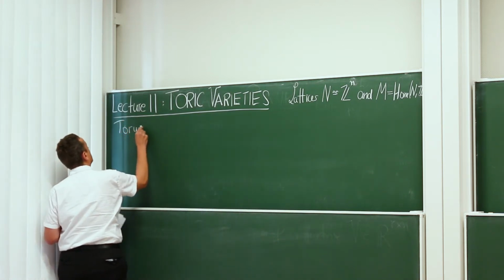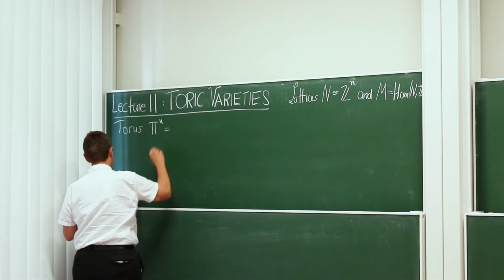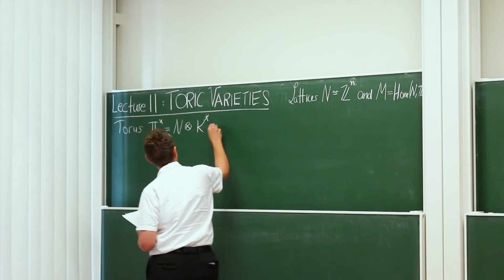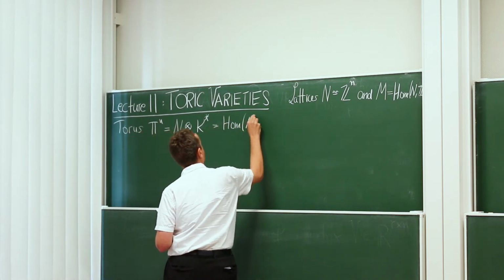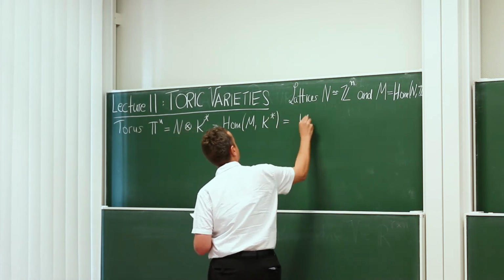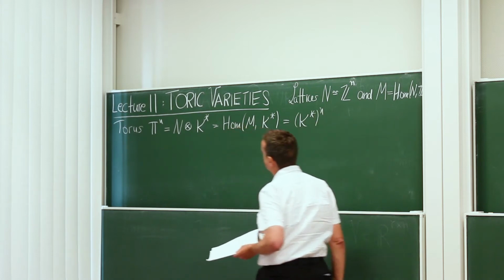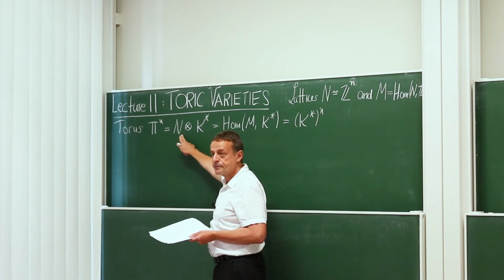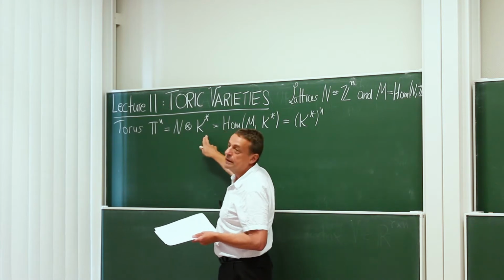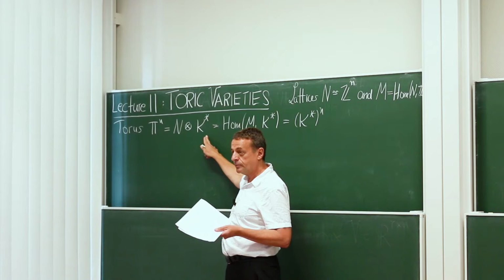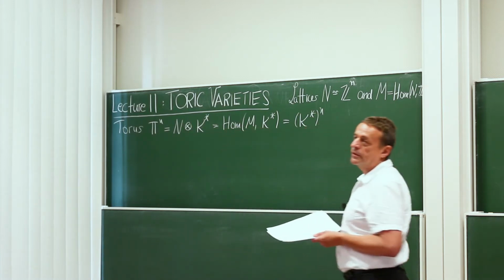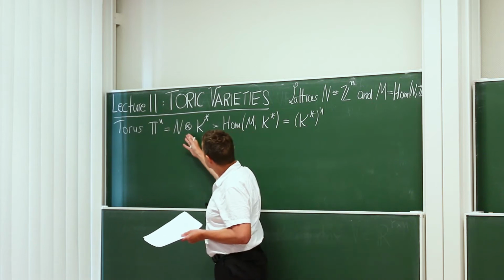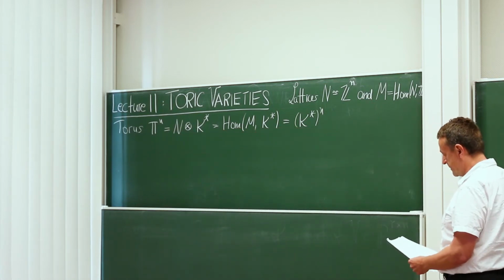Then there is the associated torus, T_N. That's N tensor K star. So this is the same as Hom from M into K star, and in coordinates, this is the torus K star to the n. Now this tensor product here and in the lines that follow is in the category of abelian groups. So N is an additive abelian group, a Z-module. K star is a multiplicative abelian group, a Z-module. And then the tensor product is in the category of Z-modules, of free abelian groups. And then since M is dual to N, the tensor product becomes the Hom. So that's the n-dimensional torus.